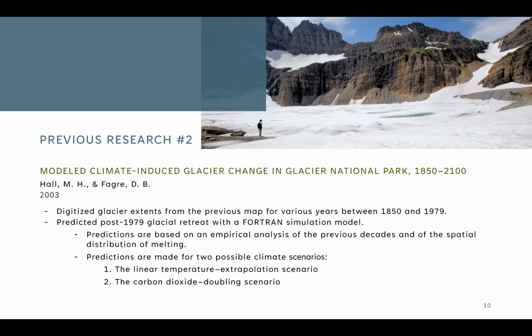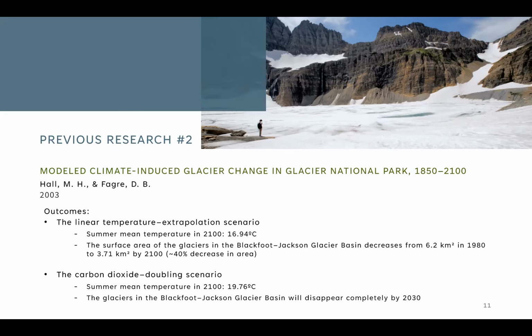Predictions are based on an empirical analysis of the previous decades and of the spatial distribution of melting. Predictions are made for two possible climate scenarios. Number one is the linear temperature extrapolation scenario. And number two is the carbon dioxide doubling scenario. For the linear temperature extrapolation scenario, there will be a 40% decrease in glacier area by 2100. And for the carbon dioxide doubling scenario, the glaciers in this area will disappear completely by 2030.